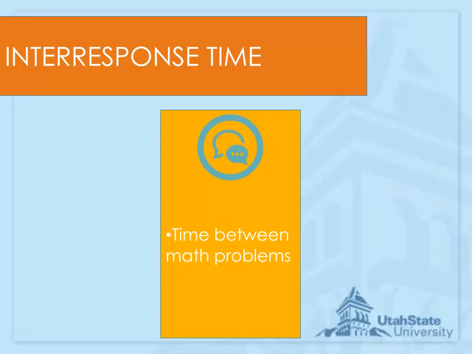Another example of where we might want to increase the inter-response time is if somebody is eating too fast. So you may want to increase the amount of time that they take between bites.